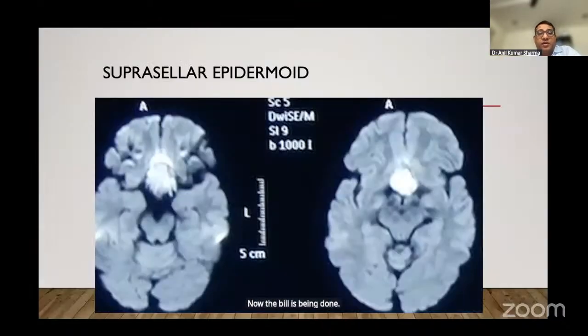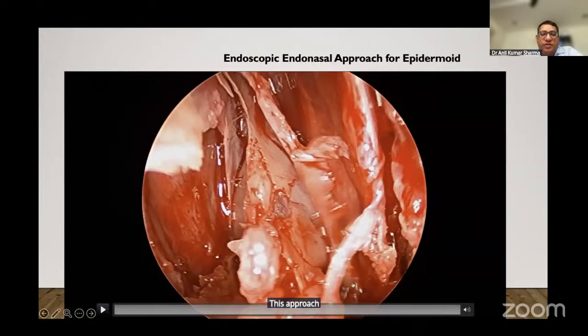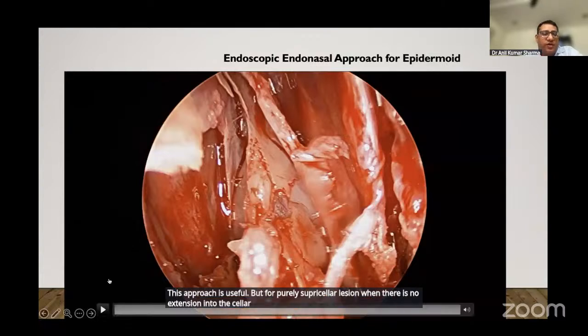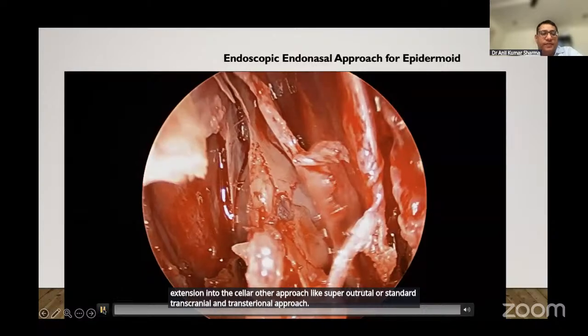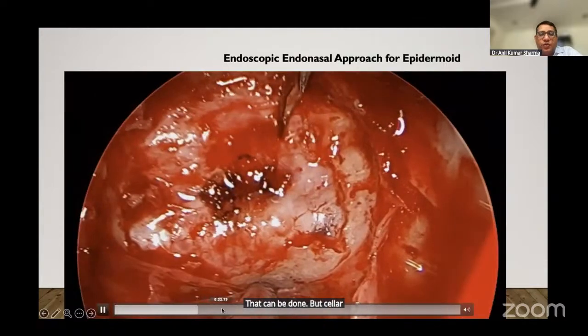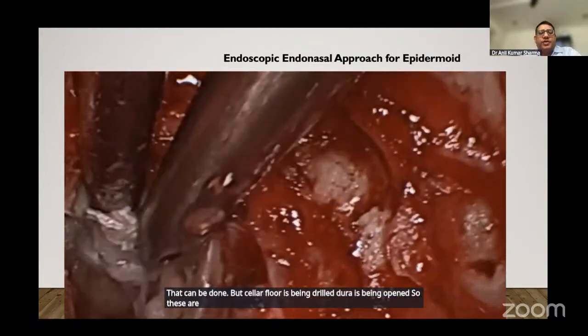Another case. Coming to another entity, epidermoid. These are very rare tumors, suprasellar epidermoid, but when there is extension into the sella, this approach is useful. But for a purely suprasellar lesion, when there is no extension into the sella, other approaches like supraorbital or standard transcranial and transsternal approaches can be done. Here the sellar floor is being drilled and the dura is being opened. So these are avascular tumors.